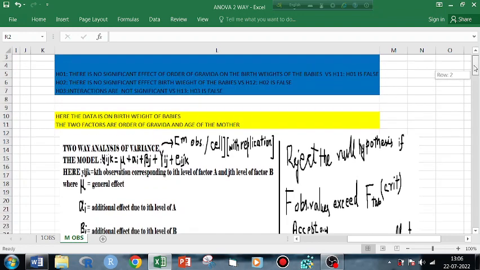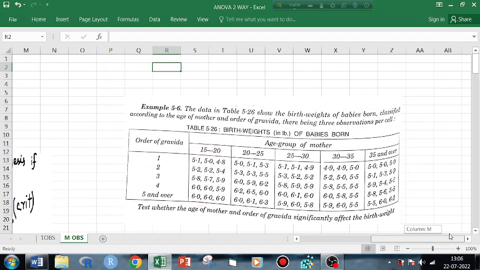Now moving on to the problem which we have. This is our problem. Here these entries are the birth weights of babies, and in the rows we have the order of gravida. Gravida simply means the number of times a woman has become pregnant, and this is a factor which is affecting the birth weights. And the second factor which is affecting the birth weights is the age group of the mother. We have 5 age groups here.